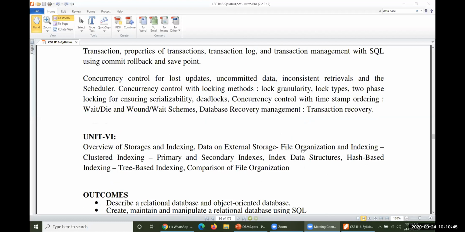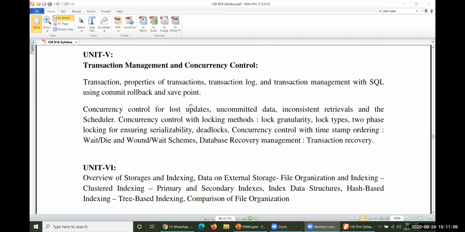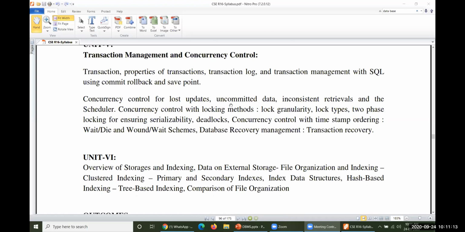In the previous class, we discussed something about the assignment. I haven't posted this assignment to you so far. However, today I'd like to post the assignment through Google Classroom, and I'll give you the due date also to complete the assignment. We have completed unit number 5 in the previous sessions. Recovery management has been completed properly.